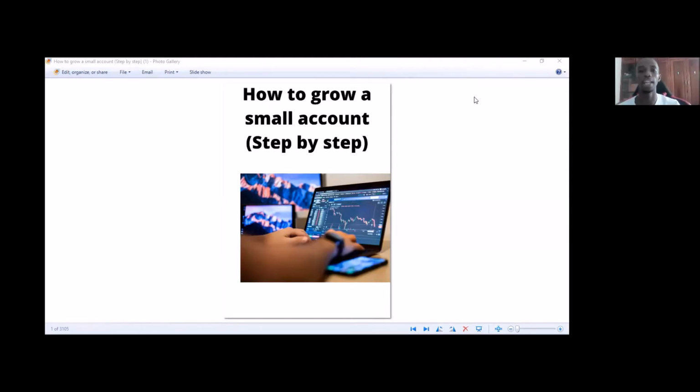So it's pretty simple, guys. I'm just going to give you simple steps you can follow and you'll be able to grow your account, whether as a beginner or someone who's been trading for a while. So this is going to be valuable.